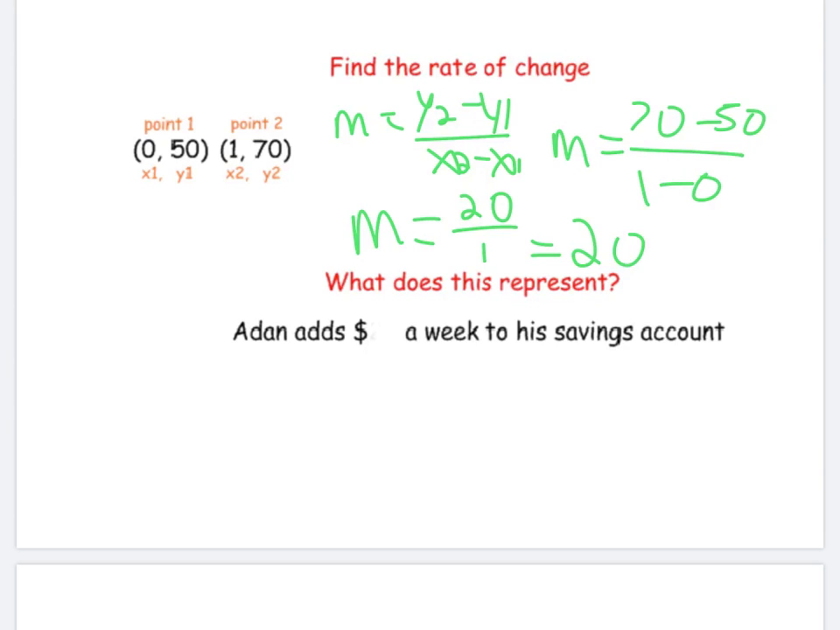So what does it represent? Remember, it's the change in y over the change in x. So our y-axis, if you recall from the graph, is money. So the 20 would be money, and then the 1 would be the x-axis, which is the weeks. So it means that he is increasing his amount by $20 every 1 week.